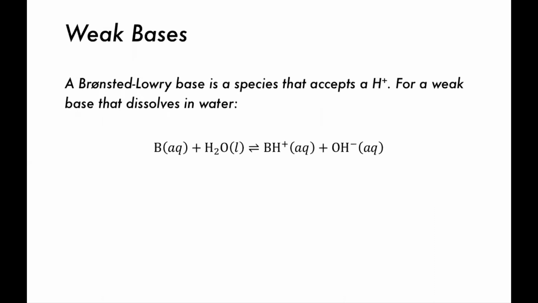So weak bases then. A Bronsted-Lowry base is a species that accepts a proton. For a weak base that dissolves in water, B plus water gives us BH plus OH minus, and that is our equation for a weak base. Weak bases don't dissociate, they just obtain a proton from water and then produce the hydroxide. And so that's how bases increase the pH.